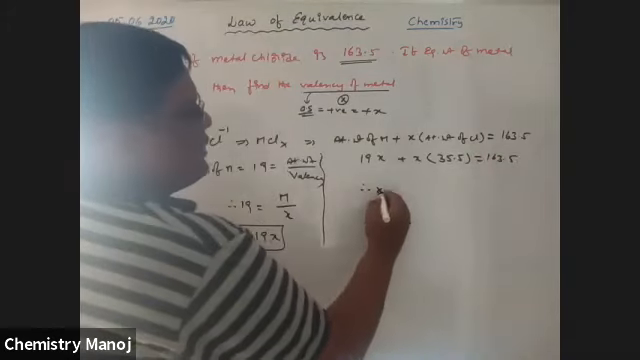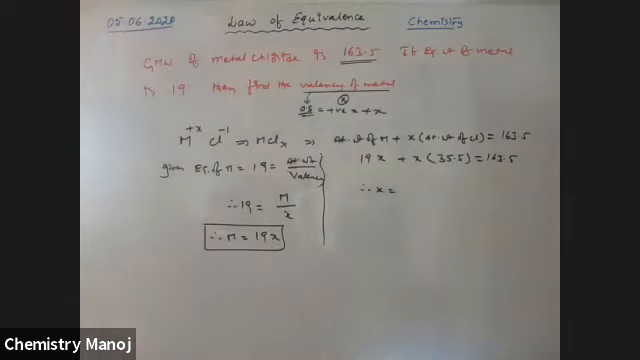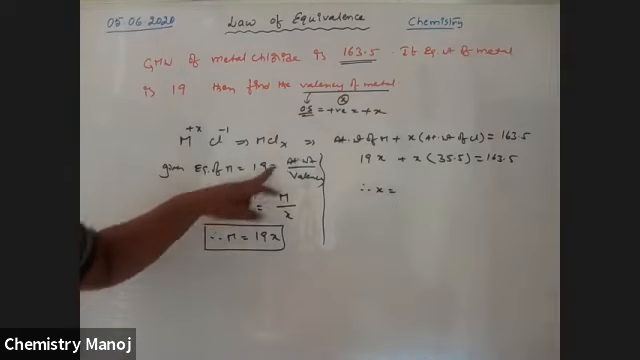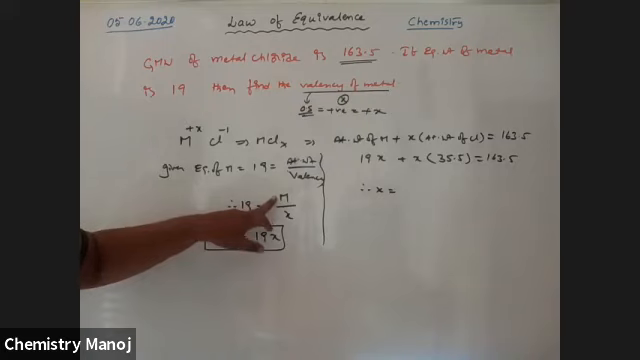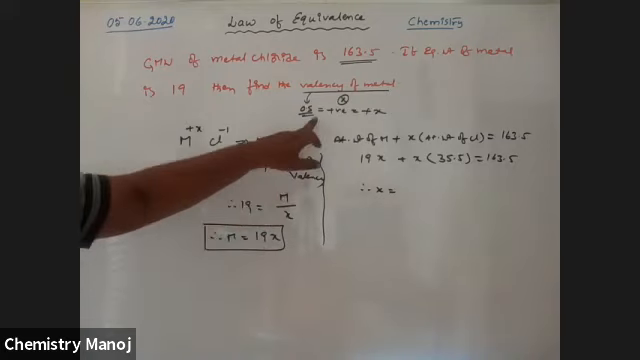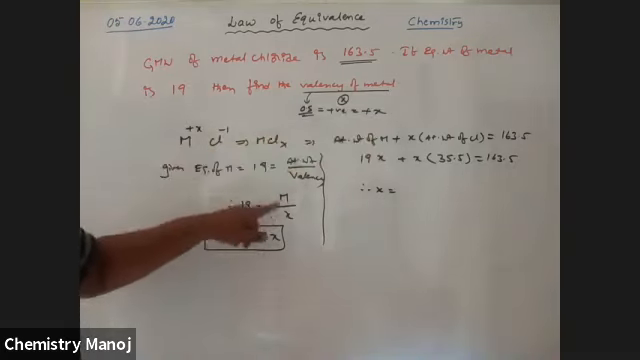Now, X is equal to how much? Tell me, how much is the X value? Equivalent weight is equal to atomic weight by valency. We don't know the atomic weight, let it be M. Valency, we already took as X. M by X is equal to 19.